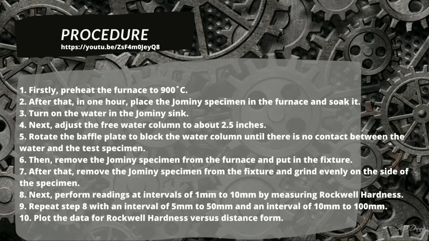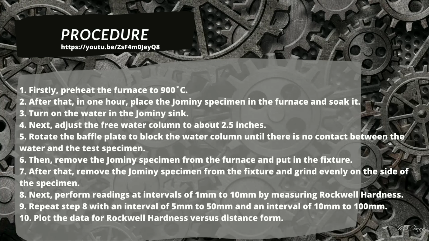Firstly, preheat the furnace to 900 degrees Celsius. After that, in 1 hour, place the Jominy specimen in the furnace and socket. Turn on the water in the Jominy sink. Next, adjust the free water column to about 2.5 inches. Rotate the baffle plate to block the water column until there is no contact between the water and the test specimen. Then, remove the Jominy specimen from the furnace and put it in the fixture.